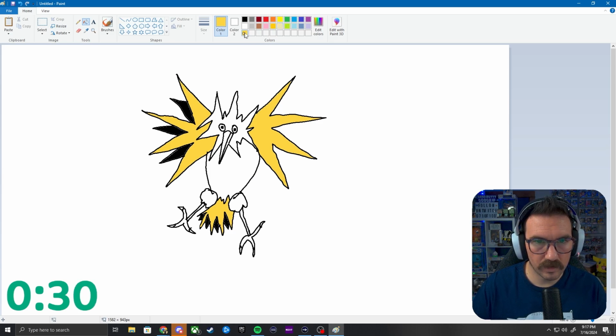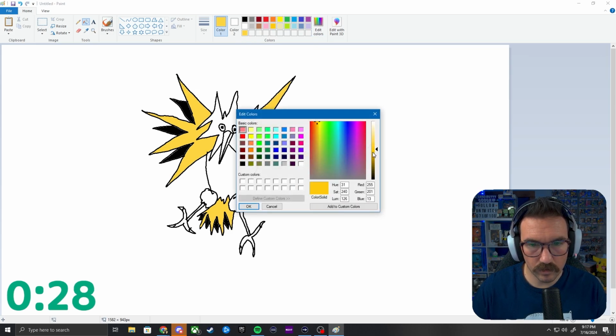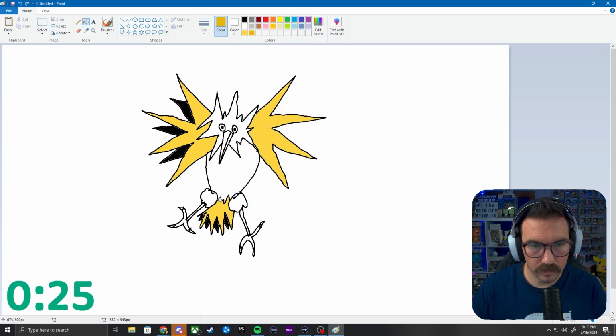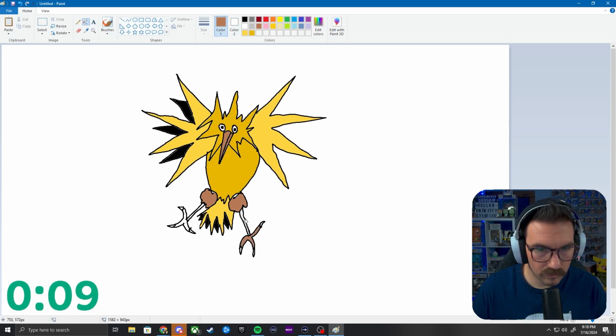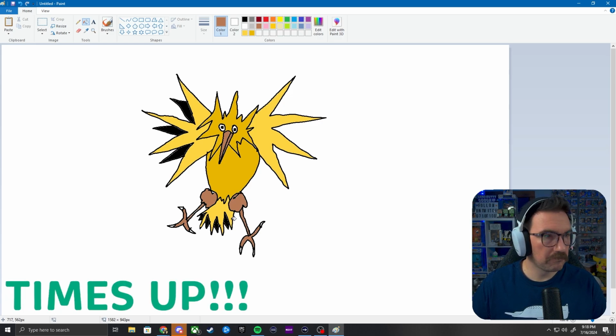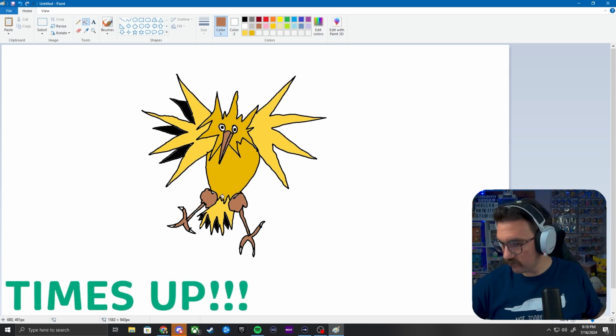And then let's make this yellow, but it's sort of more like a burnt. Oh, those are brown for sure. And then this is brown like this. This is brown. I don't really know what color its eyes were. Oh, its legs. Its legs. Legs were like this. Like that. Nope, time's up. That's Zapdos, look at that.